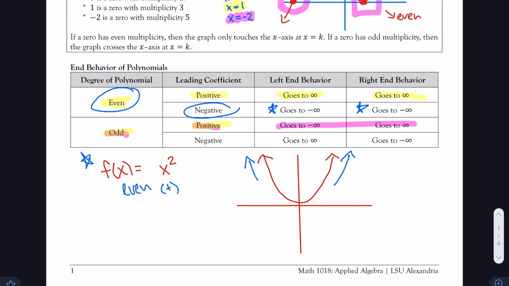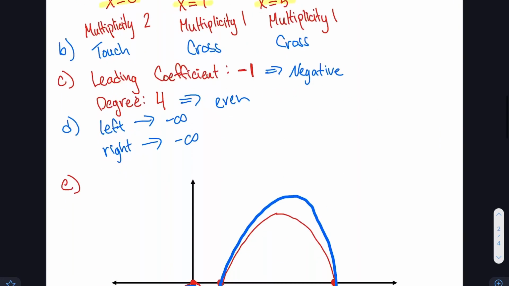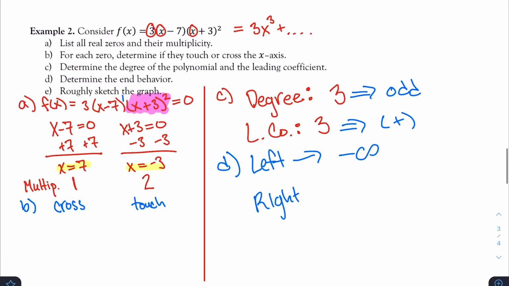My left end behavior goes to negative infinity, whereas my right end behavior goes to positive infinity. So let me go ahead and write that down. On the left, I said that we go to negative infinity. On the right, we go to positive infinity. In other words, on the left, I'm starting on the bottom, and then at the far right, I should be ending up on the top, going upwards.